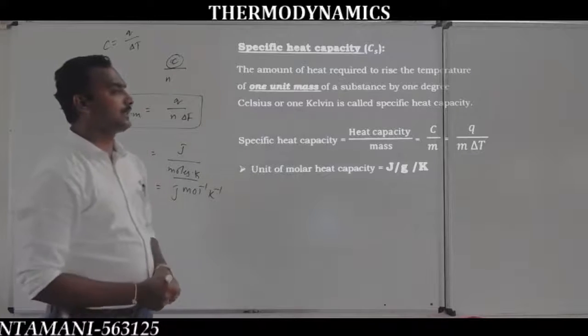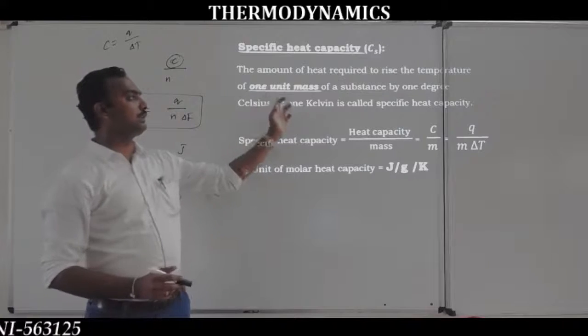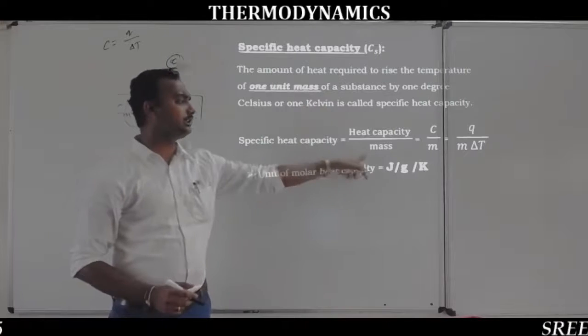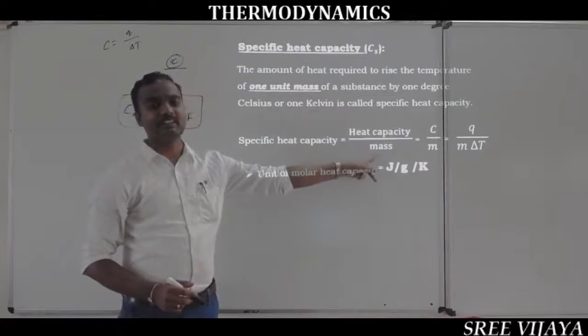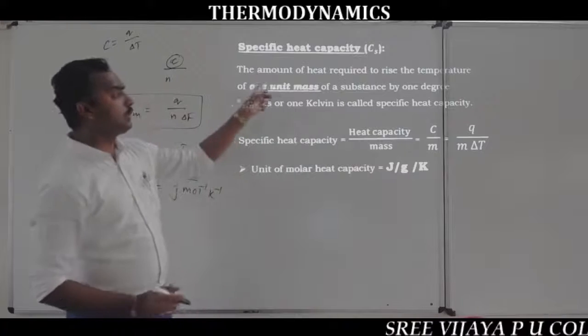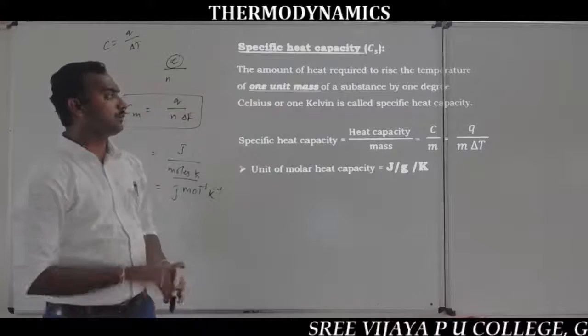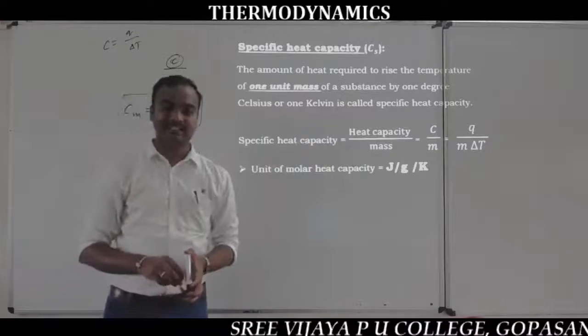That is specific heat capacity. Here we do not take a mole, I am just going to take 1 unit mass. Here I am taking just mass, whereas there we took the number of moles. So it is the amount of heat required to raise the temperature of 1 unit mass of a substance by 1 degree Celsius or 1 Kelvin.